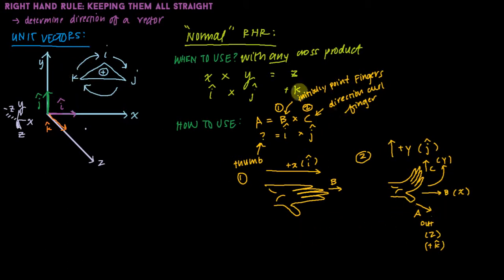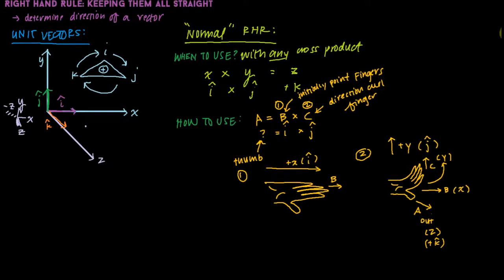So if you don't want to go through and figure out the unit vectors every single time, just pull out your right hand, and you can do it super easily by just tilting your fingers around. So now that we know how to use the right hand rule, when do we use the right hand rule?